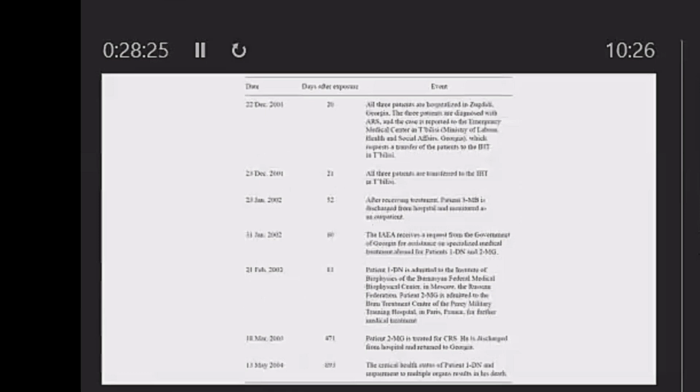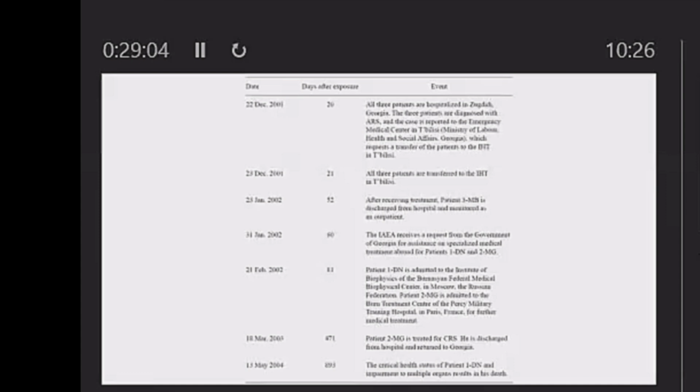On day 20, they're all hospitalized. They're diagnosed with acute radiation syndrome, ARS, okay? So it took 20 days for them to figure out what's really going on. Patient 3, as we'll see, is discharged after 52 days. He lives, but he had the heater by his body the shortest period of time, and his legs were cold, so he had it heating his legs instead of his torso area.